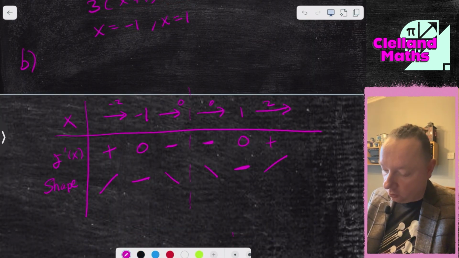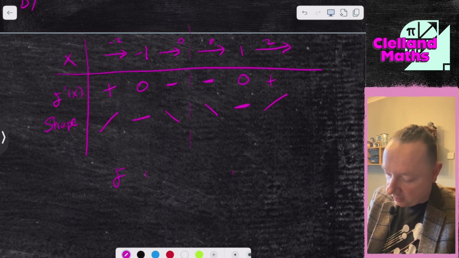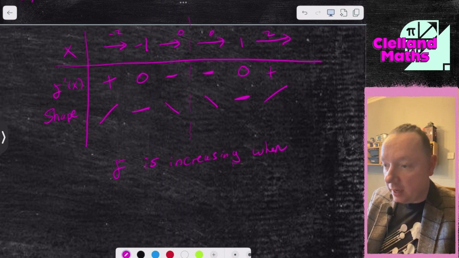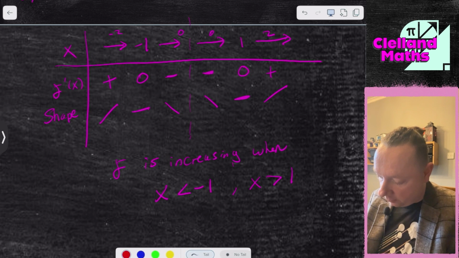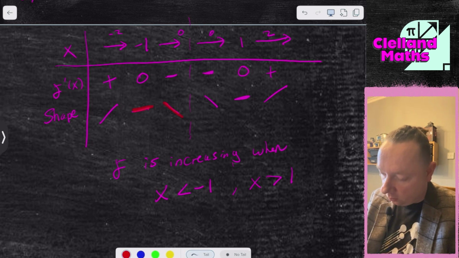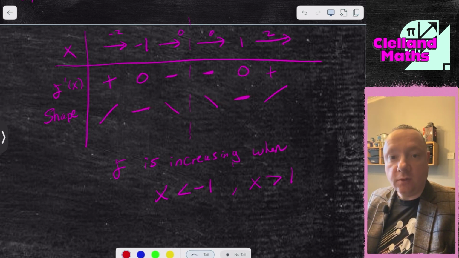So the range of values so that f is increasing is only when it's positive, so that x is less than minus 1 and x is bigger than 1, because everywhere else is either 0 or going down the way. And there we are, we've done that one.